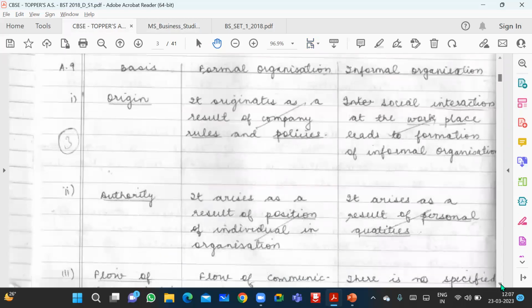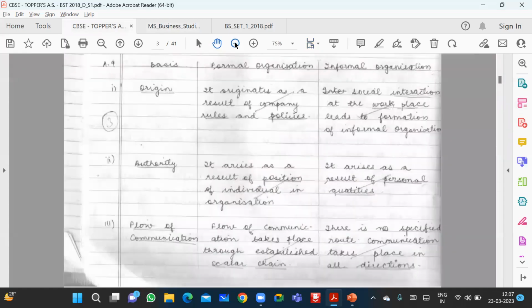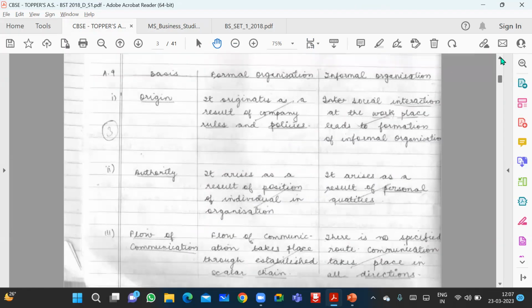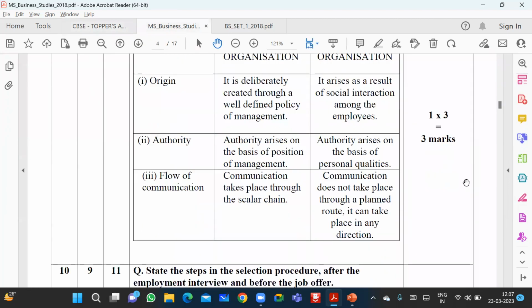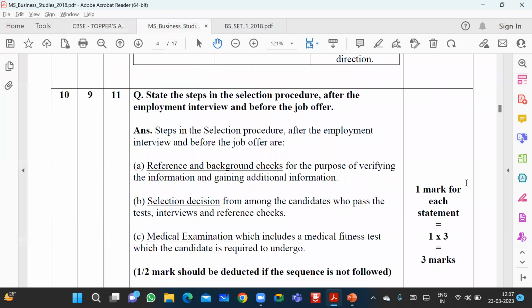So here you can see the topper has presented the answer in the same way as the CBSE marking scheme has prescribed. And you can see how nicely the student has presented the answer, that after writing each point, the student left 1 or 2 lines, so that clarity in the written work is possible, and the teacher can easily give the marks. And now after this, let's come to the next question, that is question number 10.